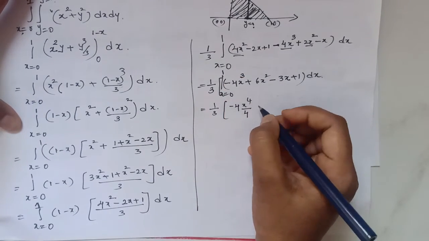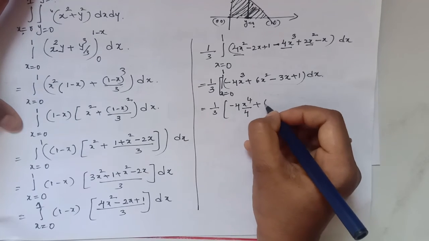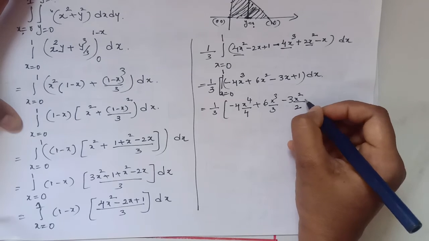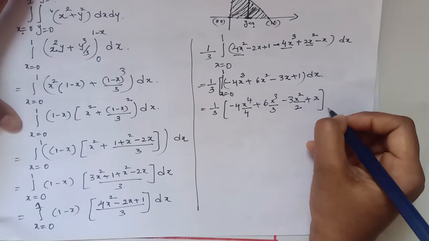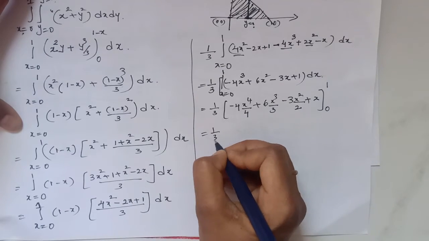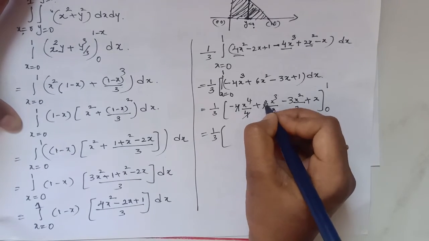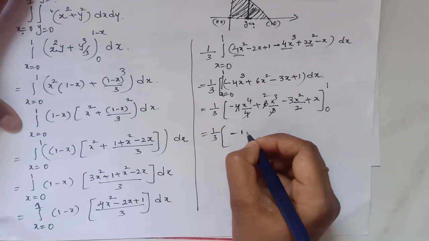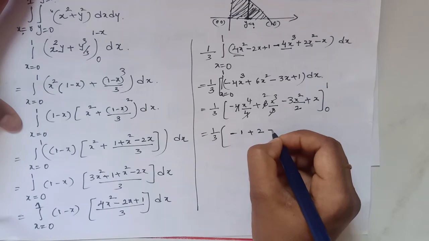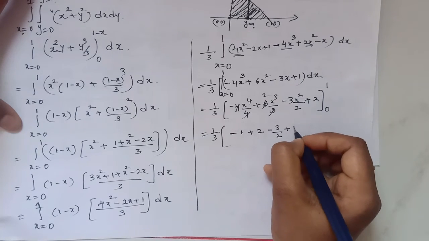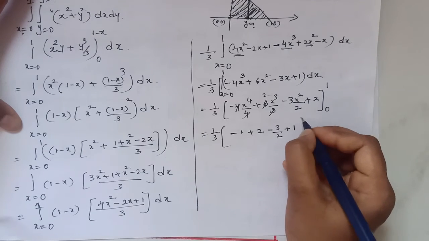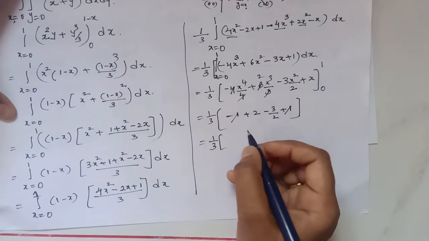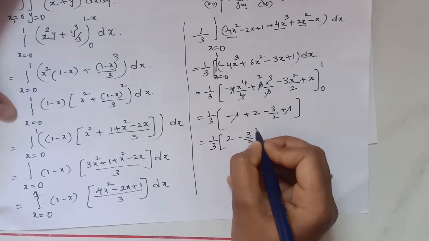Now integrate with respect to x, minus 4 x power 4 by 4 plus 6 x cube by 3 minus 3 x square by 2 plus x, limit 0 to 1. 1 by 3, 4 cancel, 3 2s. Now apply the upper limit first, minus 1 plus 2 minus 3 by 2 plus 1. So lower limit is 0. So 1 by 3 into plus 1 minus 1 cancel. So 2 minus 3 by 2.